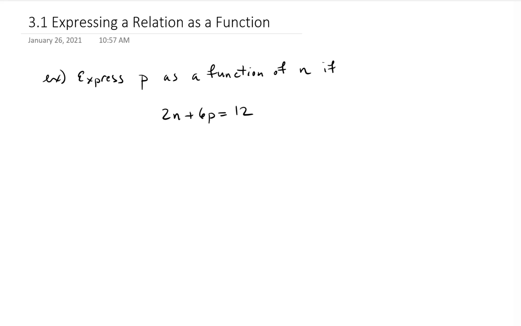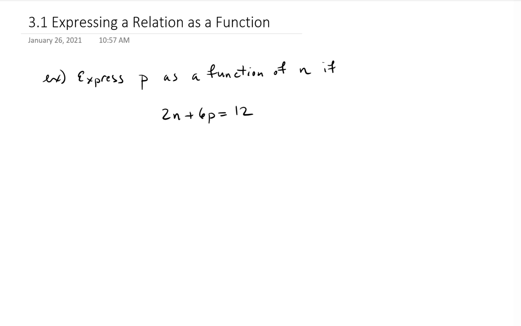Sometimes we're given an equation that draws a relationship between variables, and we'd like to know if it's possible to express one variable as a function of the other variables. So we're going to do that here. We were given that 2n plus 6p is 12, and we'd like to know if it's possible to express p as a function of n.